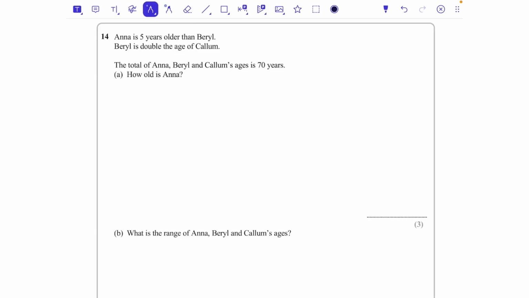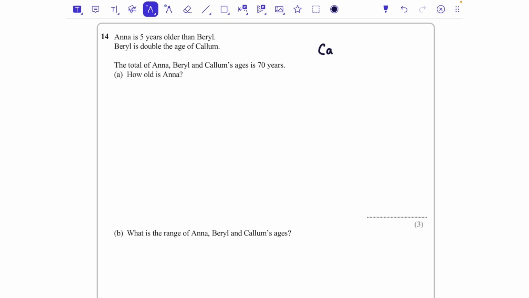Question number 14. Anna is 5 years older than Beryl. Beryl is double the age of Callum. The total of Anna, Beryl and Callum's ages is 70 years. How old is Anna? Okay, so Anna is 5 years older than Beryl. So Anna is older than Beryl, but Beryl is double the age of Callum. So I think Callum's the youngest here.